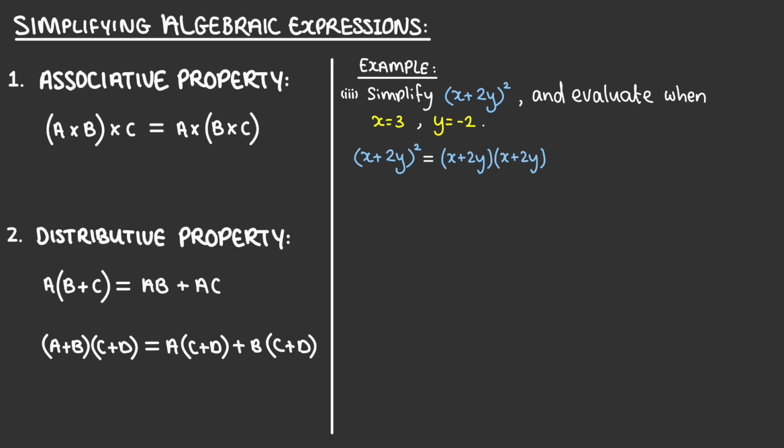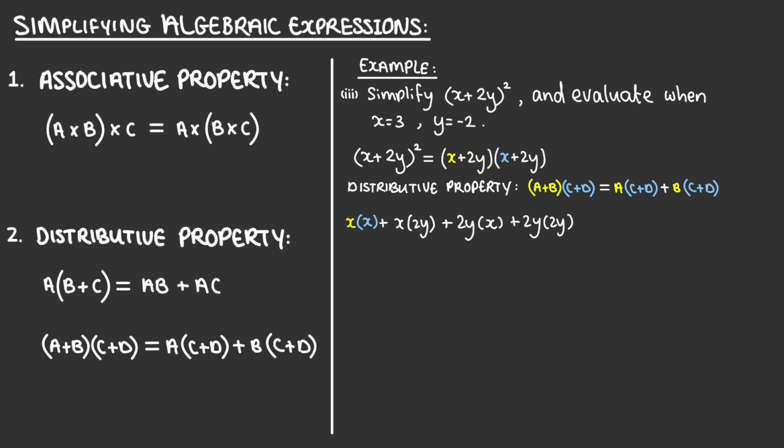So anything squared is the same as multiplying it by itself. So (x + 2y) squared is equal to (x + 2y) multiplied by (x + 2y). We can now simplify this using our distributive property. So we multiply x by x and x by 2y, 2y by x, and 2y by 2y. These are all added together since all of the numbers inside the two brackets are positive.